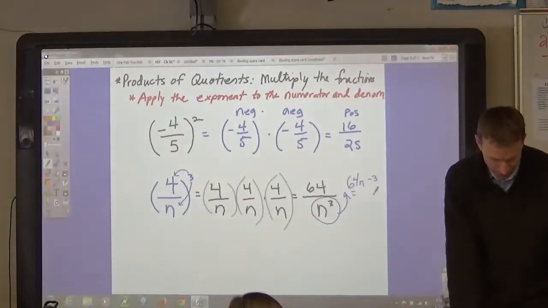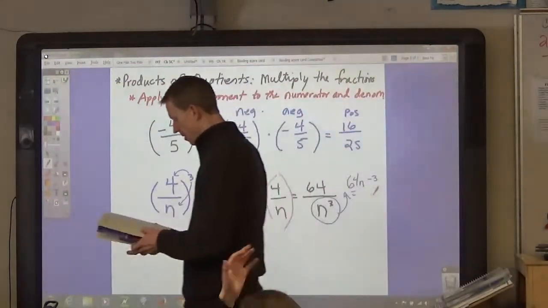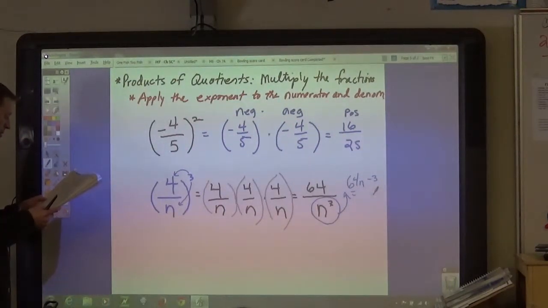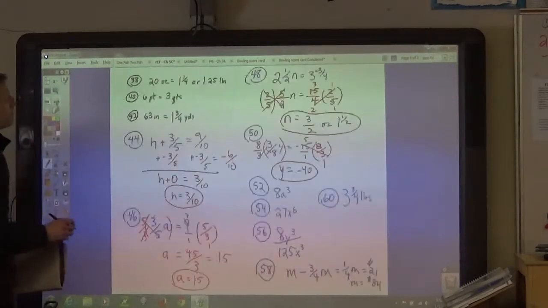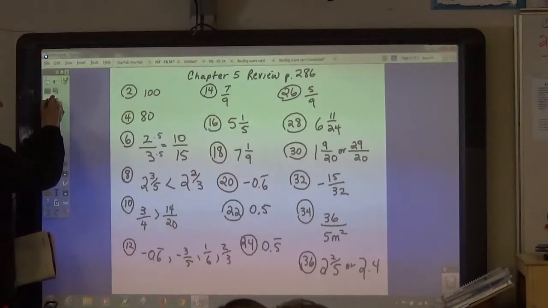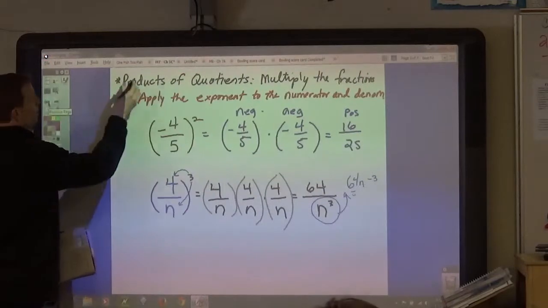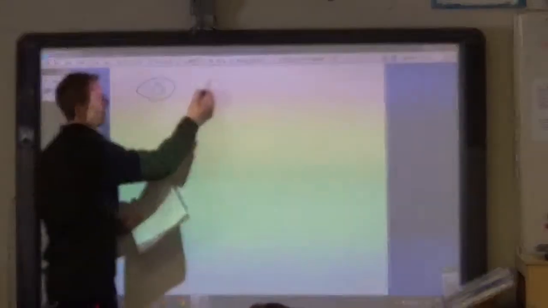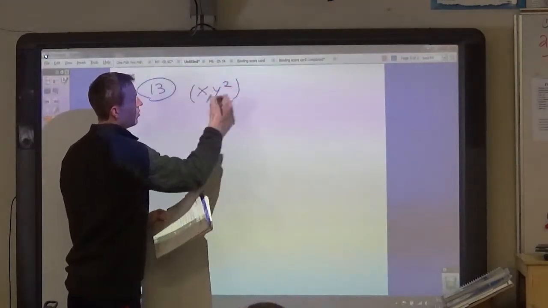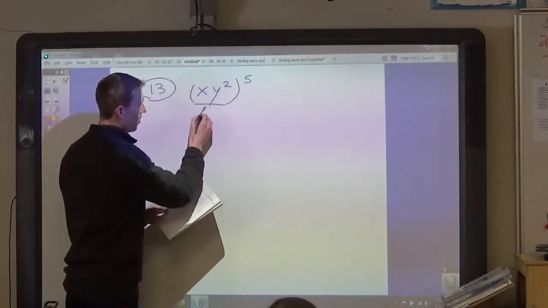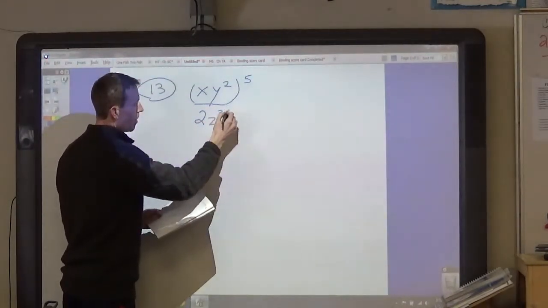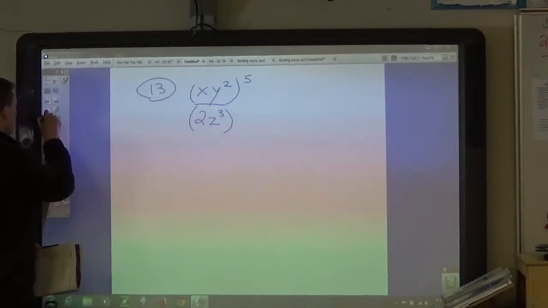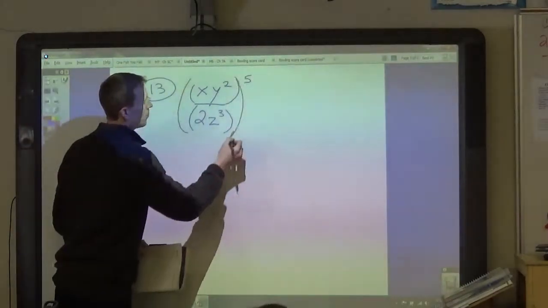Let's do a couple together from your assignment. Let's do number 13. Follow along. x y squared to the 5th power over 2z to the 3rd power. Oops, the whole thing is taken to the 5th power. So let's put that in parentheses. So the whole thing is taken to the 5th power.